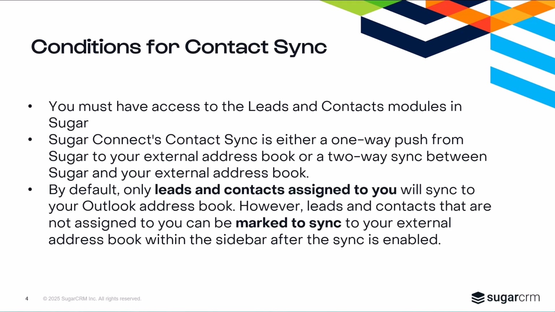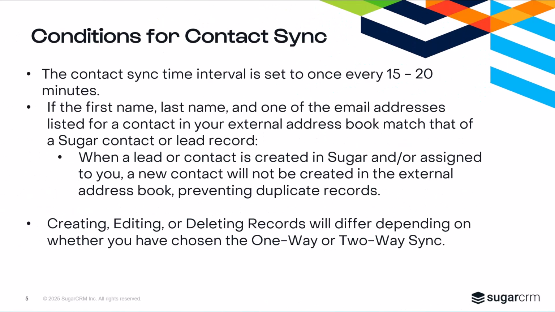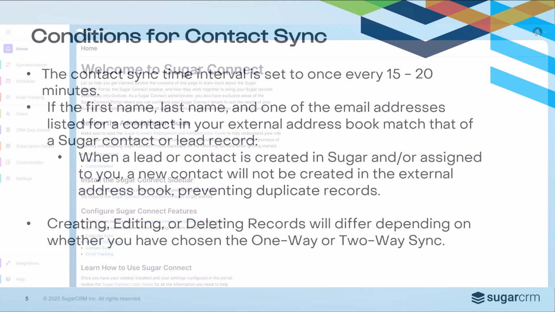By default, only leads and contacts assigned to you will sync to your Outlook address book. Leads and contacts not assigned to you can be manually marked to sync using the sidebar after sync is enabled. The contact sync occurs every 15 to 20 minutes. If the first name, last name, and at least one email address of a contact in your external address book match a Sugar lead or contact, when that record is created in Sugar and/or assigned to you, a new contact will not be created in the address book, which prevents duplicate records. Creating, editing, or deleting records behaves differently depending on whether you've selected one-way or two-way sync.